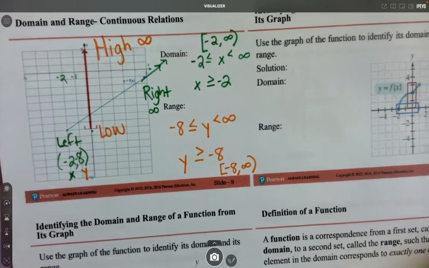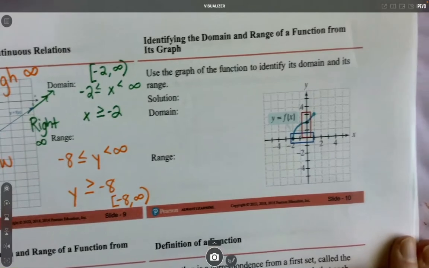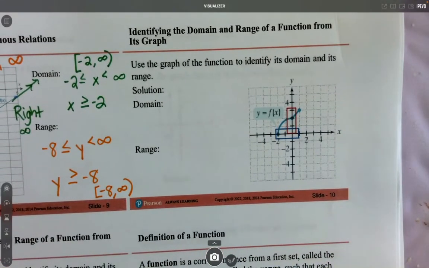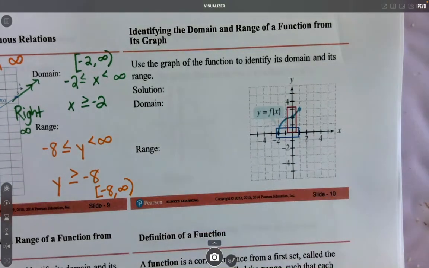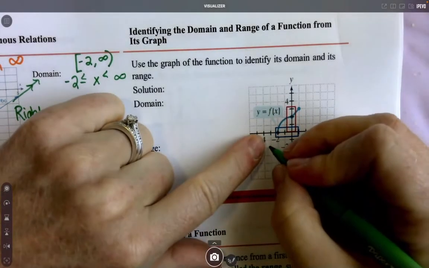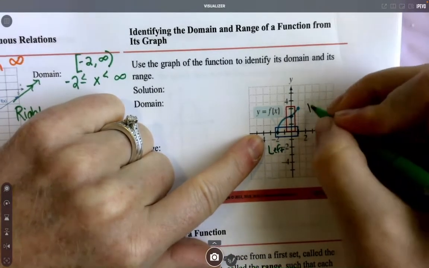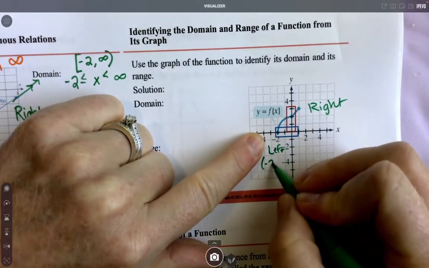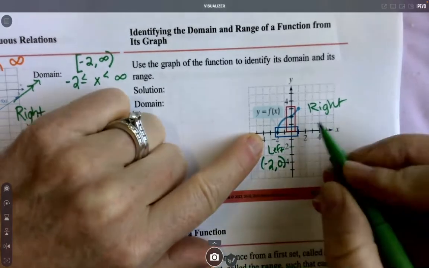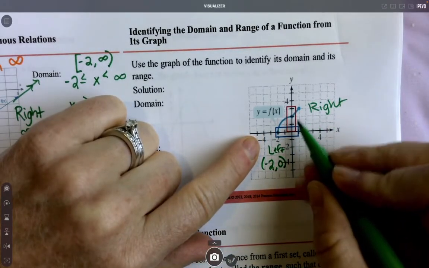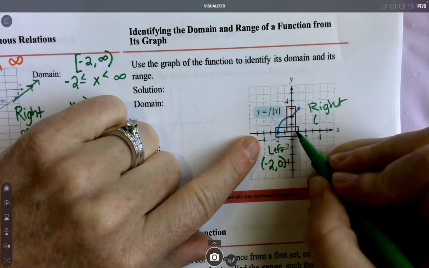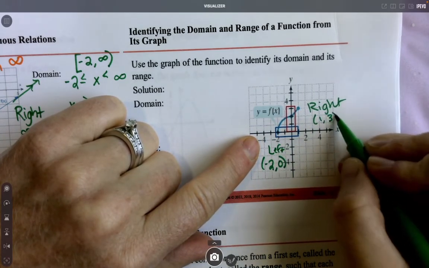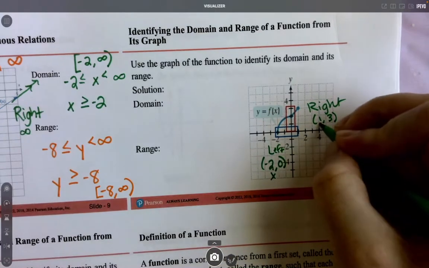All right. Let's go to the next one, to define domain and range of a function from its graph. So domain is left to right. They kind of put boxes around it, but we're still doing the same thing. We're doing left to right. So this point is at -2, 0. And this point is at 1, 3. And we use our x values for domain.